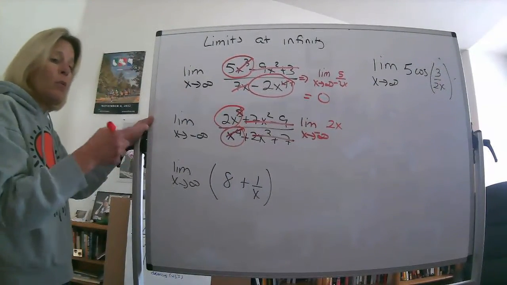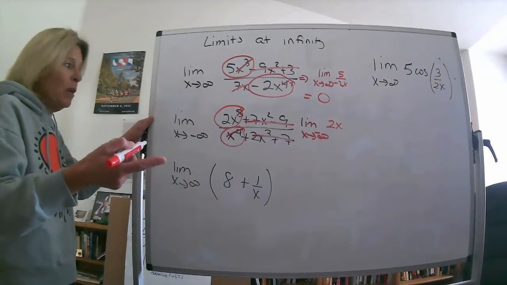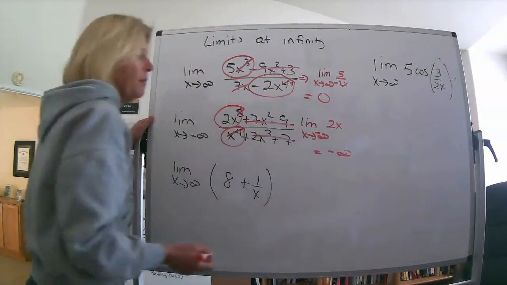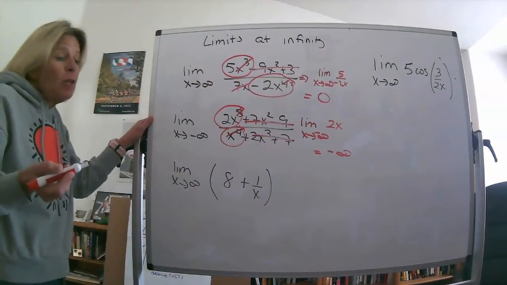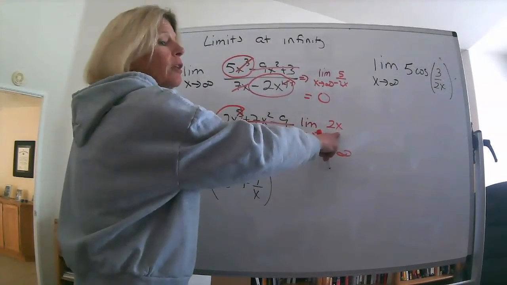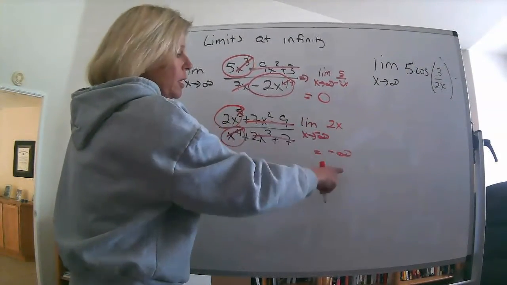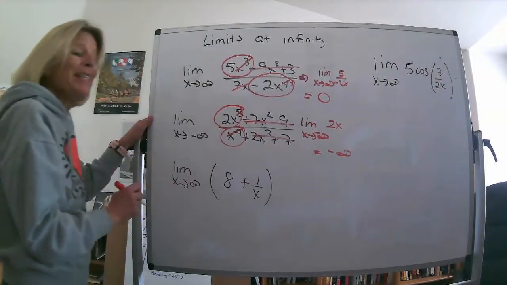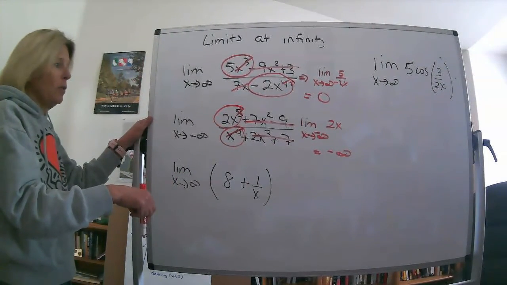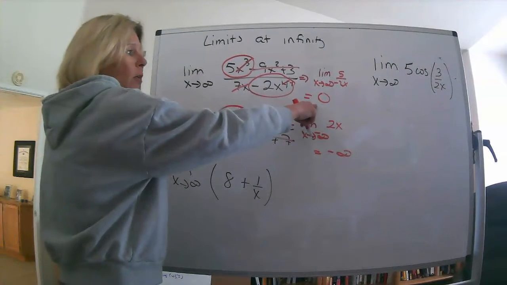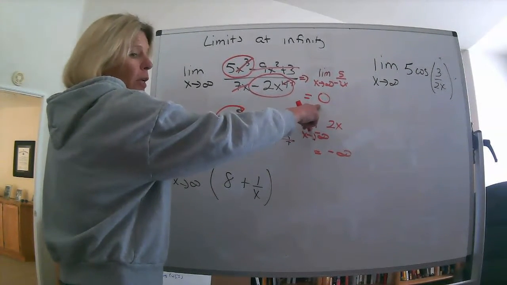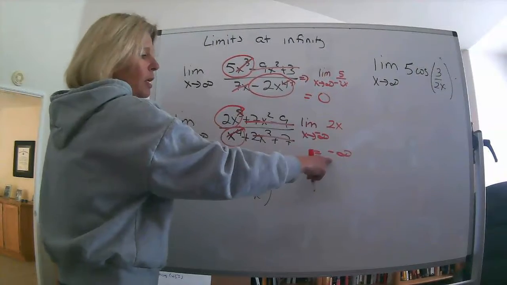2 times a really big negative number is just going to approach negative infinity. Think about what's going on. Try out some numbers. 2 times negative 100, negative 1,000, negative 10,000. What this means is the function decreases without bounds. In the previous problem, the function levels off at y equals 0, so we have a horizontal asymptote.